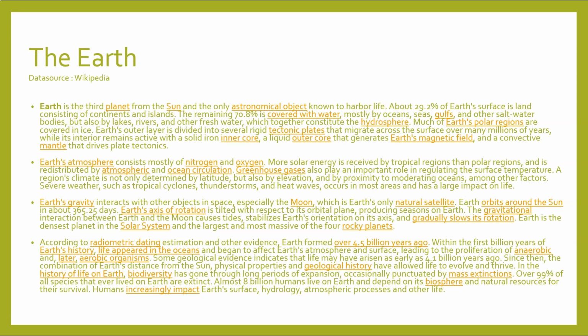Since then, the combination of Earth's distance from the Sun, physical properties, and geological history have allowed life to evolve and thrive. In the history of life on Earth, biodiversity has gone through long periods of expansion, occasionally punctuated by mass extinctions. Over 99% of all species that ever lived on Earth are extinct. Almost 8 billion humans live on Earth and depend on the biosphere and natural resources for their survival. Human beings increasingly impact Earth's surface, hydrology, atmospheric processes, and other life.